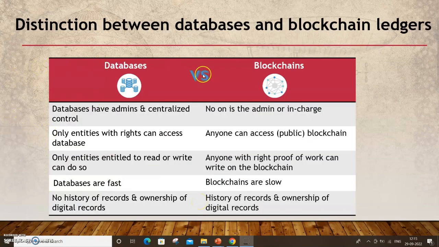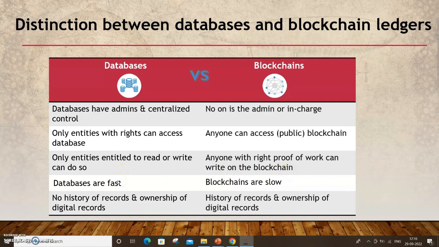So this is the distinction between the database and the blockchain ledger. Databases have admin and central control. There is no one in the admin, particularly if it is a public blockchain. Only entities have the right to access the database, of course. Either technical folks like the database administrator, or the application users, who need a user ID and password. Anyone can access the blockchain in the case of blockchains. Only entities entitled to read and write can do so. Anyone with proof of work can write to a blockchain.